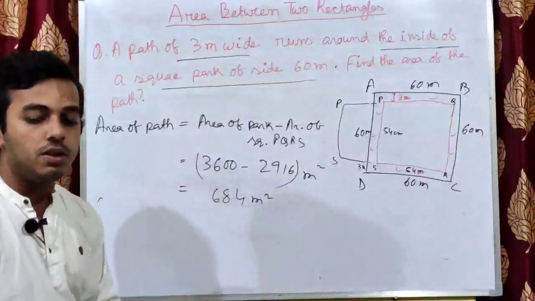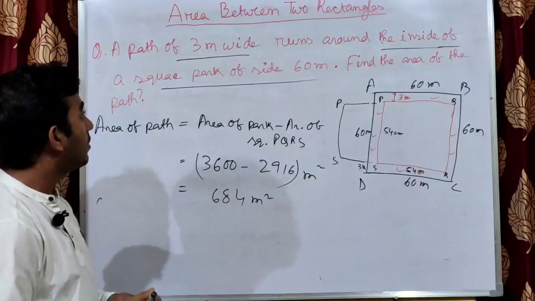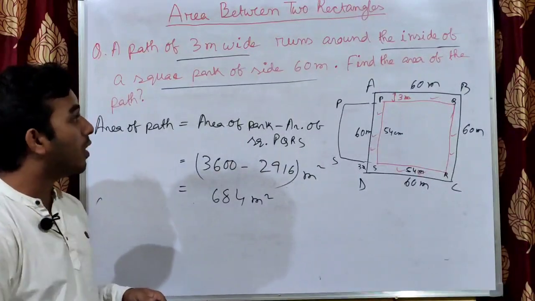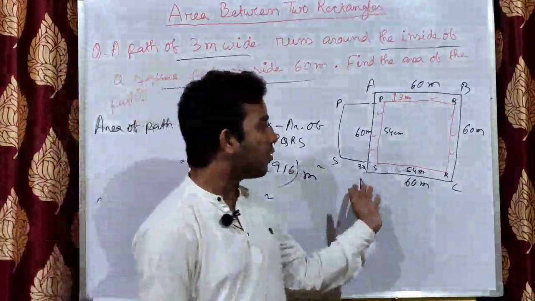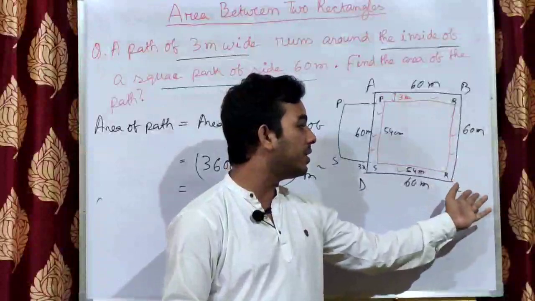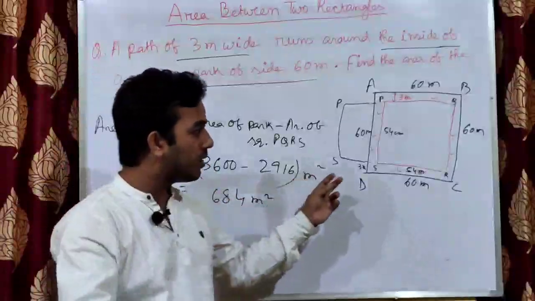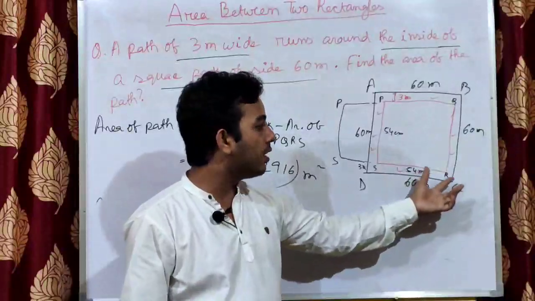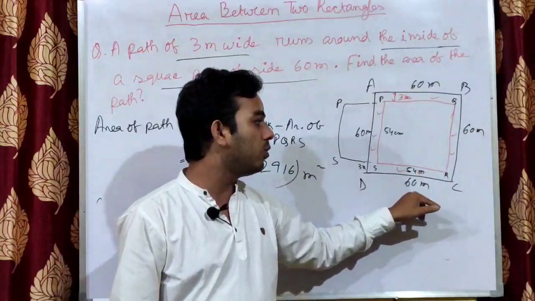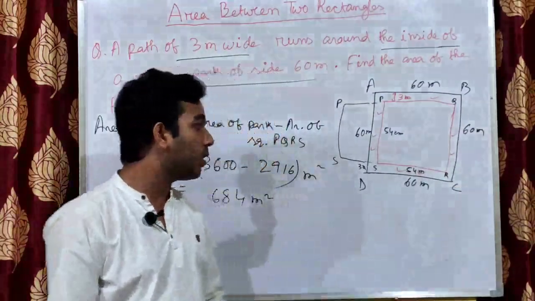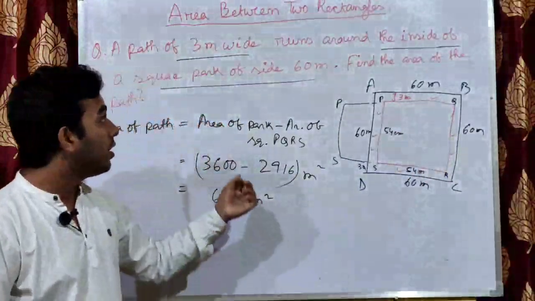Okay, now let us recall it again. Here the question was, a path of 3 meter wide runs around the inside of a square park. Inside means it is inside the square park, right? If it was outside, we should have added 3 this side, and this side also we should have added 3. That means if it was outside the square park, the side of the bigger square would be how much? 66, right? As it is inside, we have to draw it on the inside.